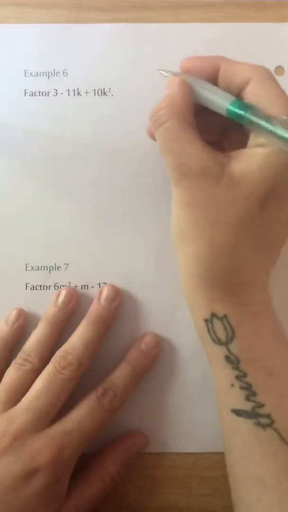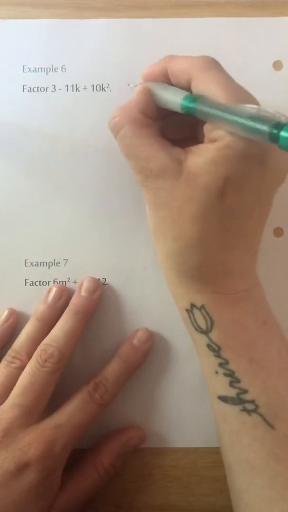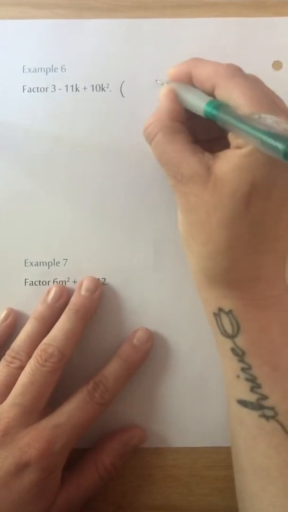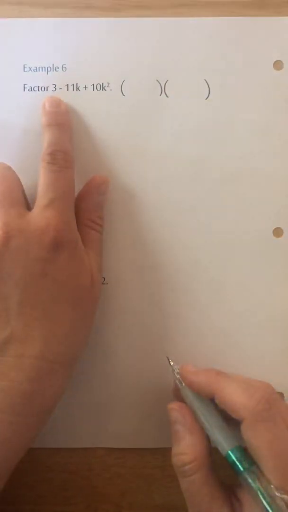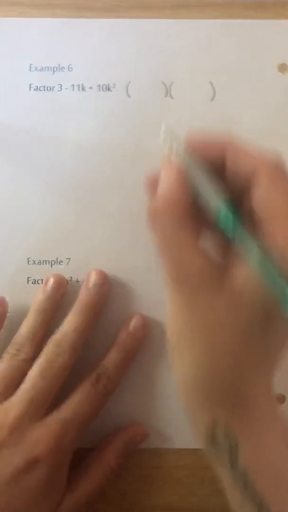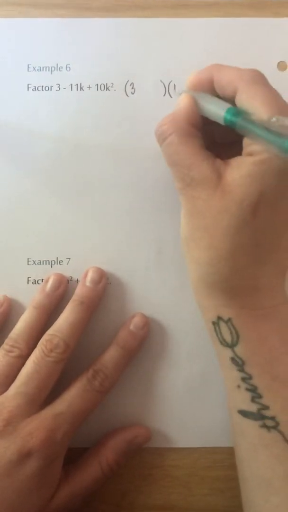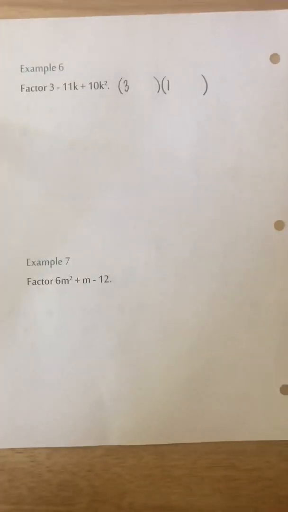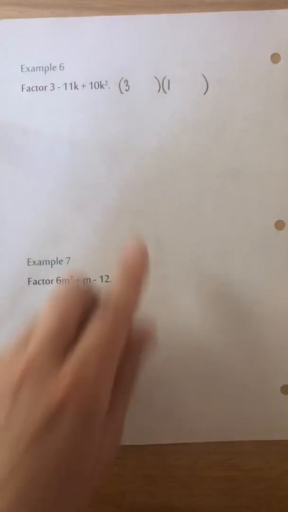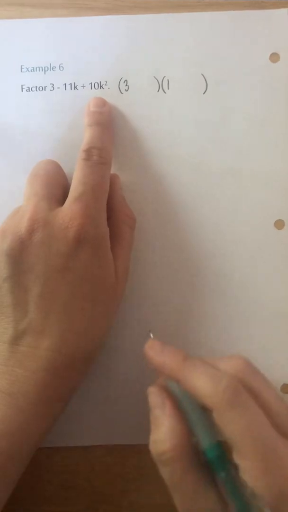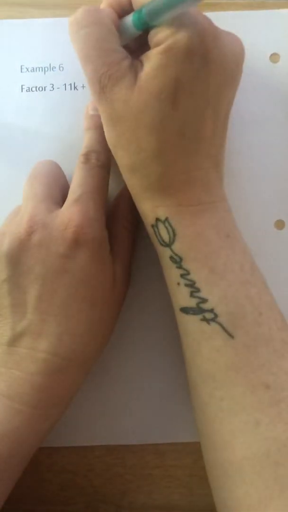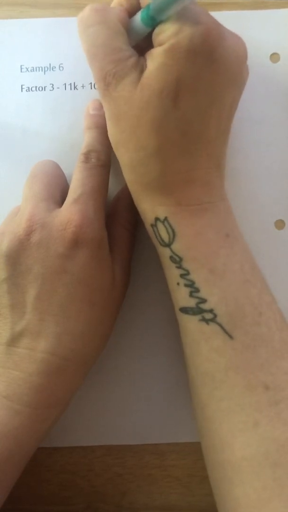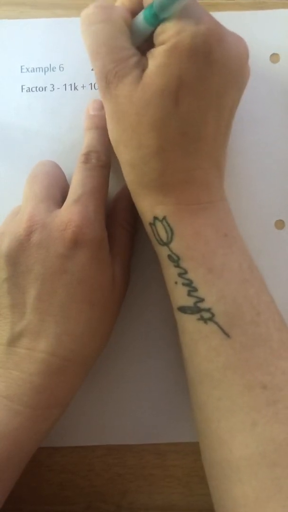All right, 2 more problems. So got some minus signs here, so we're gonna have to pay attention to those signs. All right, let's start with the first term, which is a 3. How can you get a 3? There's only one way, 3 and a 1. Notice I don't have a variable with it because there was no variable with the 3. Now let's look at the end where we have a positive 10k squared. Okay, how can you get a 10? Well, you can do 10 times 1, or you could do 2 times 5.